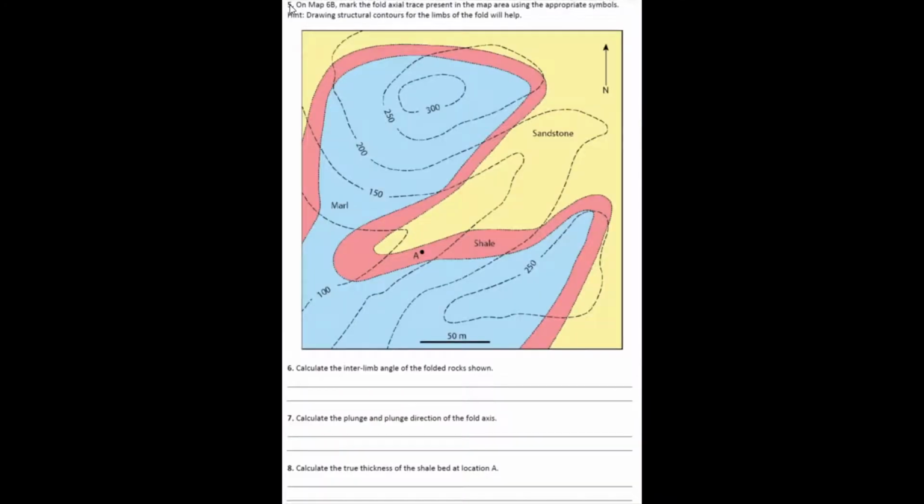The second half of the lab refers to this map, map 6B, which shows a similar sort of thing where we have this repetition of different rock layers. But the difference between this fold and the previous one is that this fold has a plunge to it, and that is where the fold hinge, the axis, is inclined. And we'll see how structural contours appear for both situations, where we have upright folds and plunging folds.